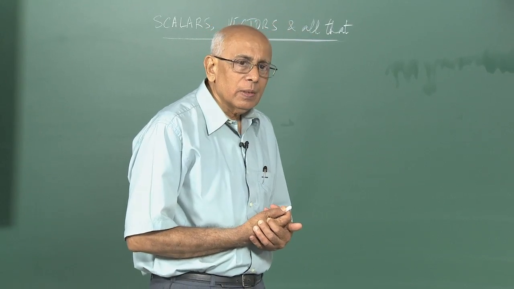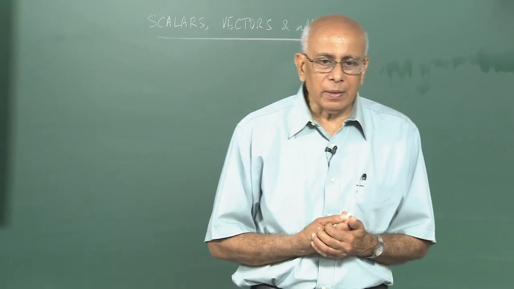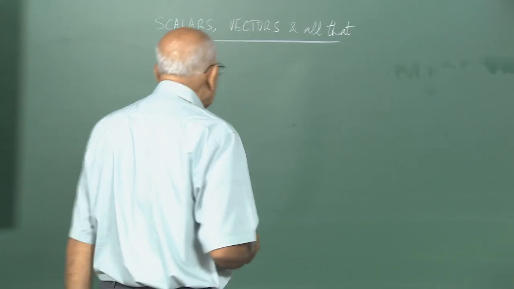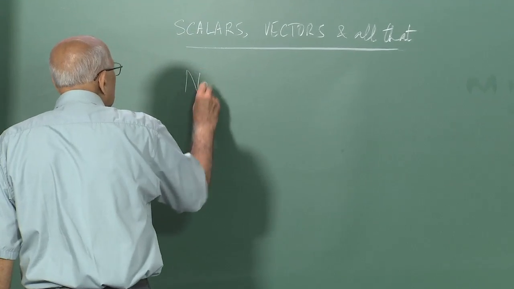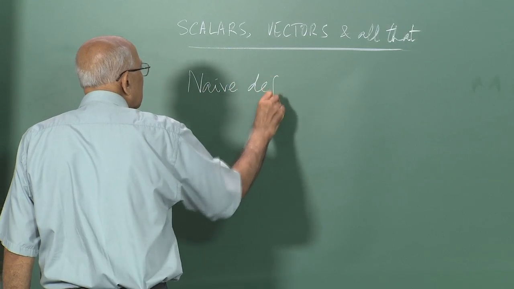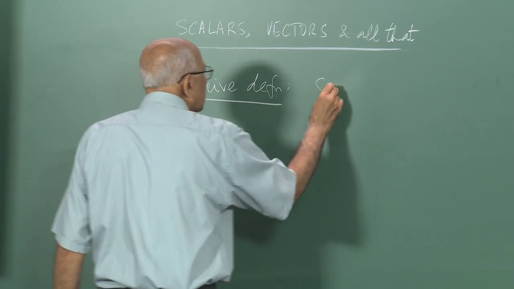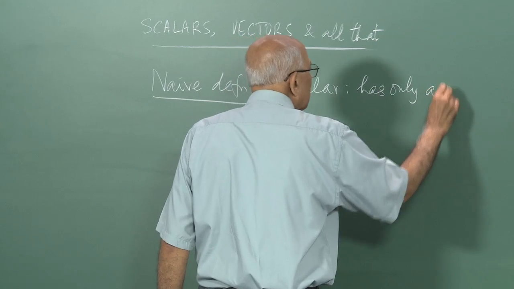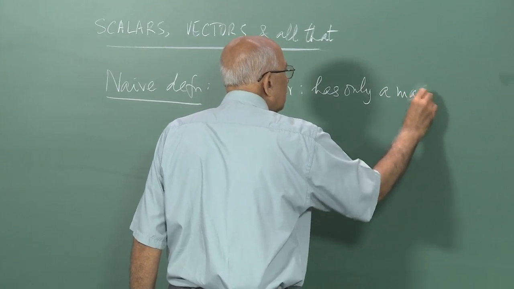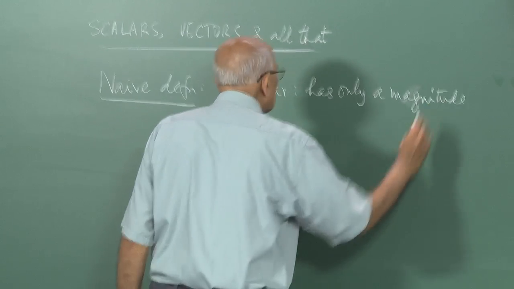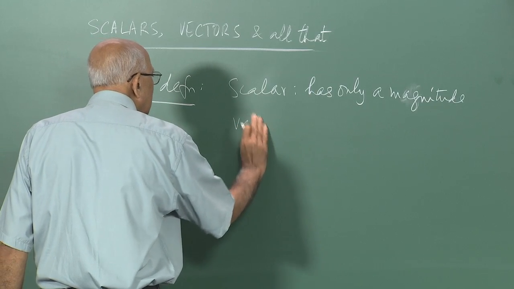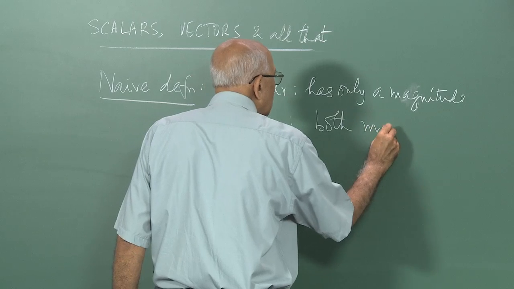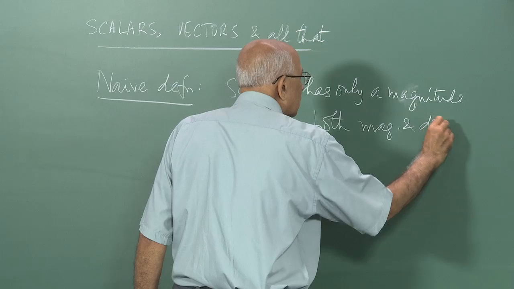Okay. First, you would have heard of what a scalar is and what a vector is, and let me recall the high school definition of these quantities, the naive definition of it. So the naive or simple minded definition says the following: a scalar has only a magnitude. On the other hand, a vector has both magnitude and direction.